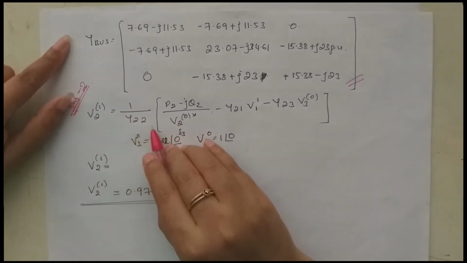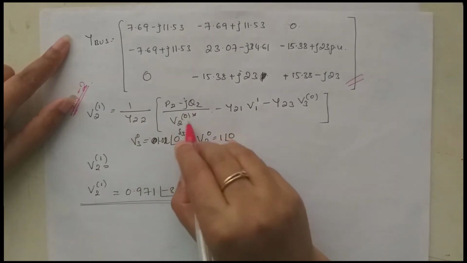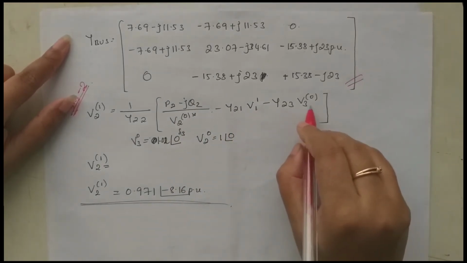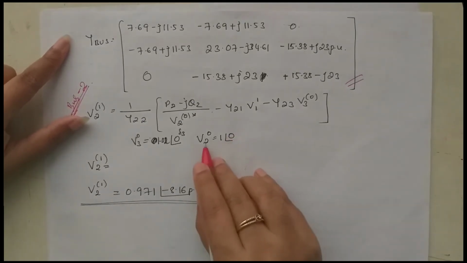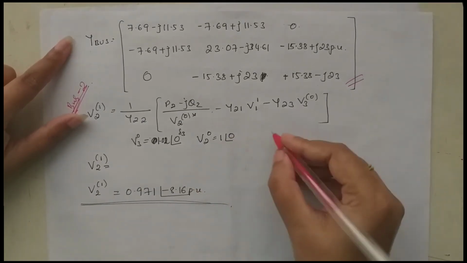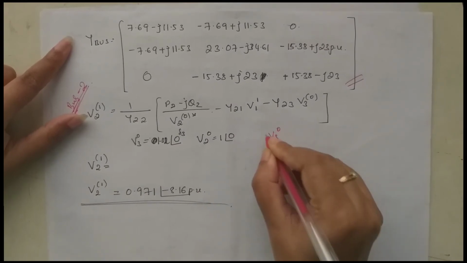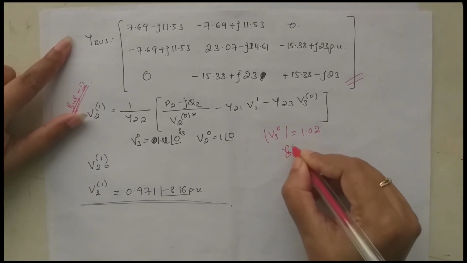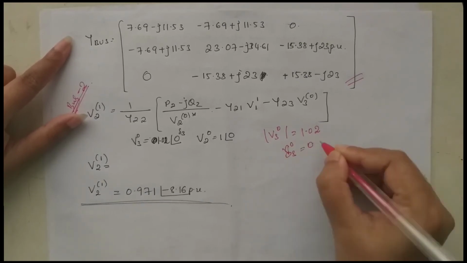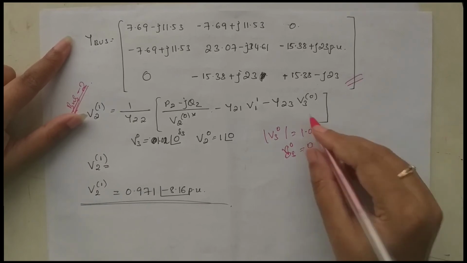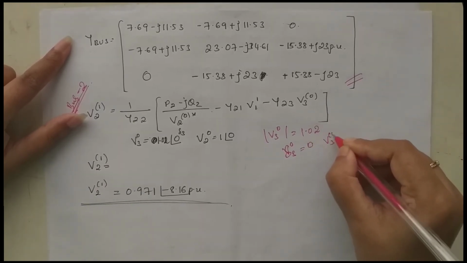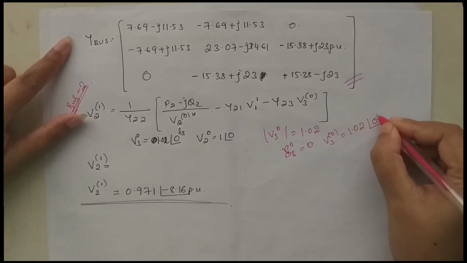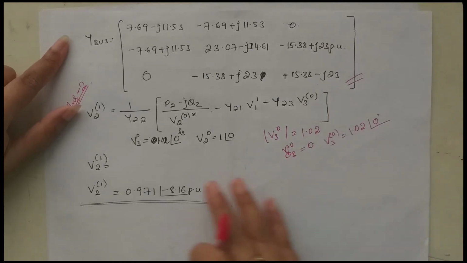V2 at iteration 1 is equal to 1 divided by Y22, times P2 minus jQ2 divided by V2 conjugate, minus Y21 V1, minus Y23 V3. V2 initial is not given, you have to take it as 1 at an angle 0. V3 magnitude is given as 1.02, and delta 3 you assume as 0 because of flat start. So V3 initial would be 1.02 at an angle 0 degree.